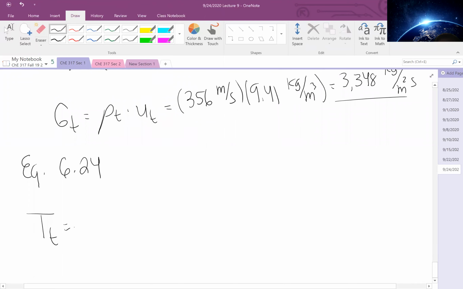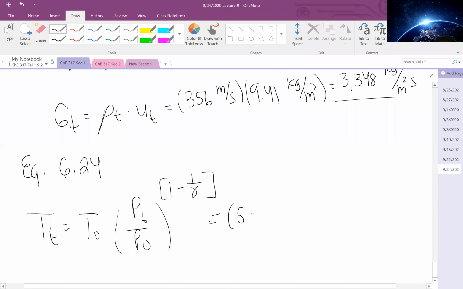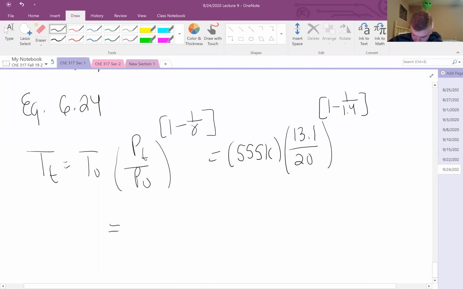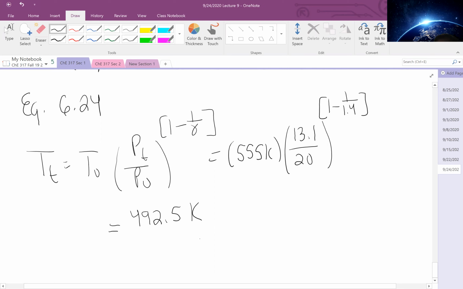All right, I think the last thing we need to look at is solving for the temperature at the throat, which requires application of 624. We can get the temperature at the throat approximated by the inlet temperature, once again, by the pressure ratio raised to the power of 1 minus 1 over gamma, or 555 Kelvin times the quantity 13.1 over 20 atmospheres raised to the 1 minus 1 over 1.4 power. We do this and we find our temperature at the throat is approximately 492.5 Kelvin.